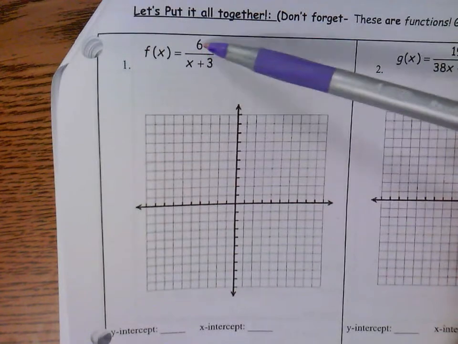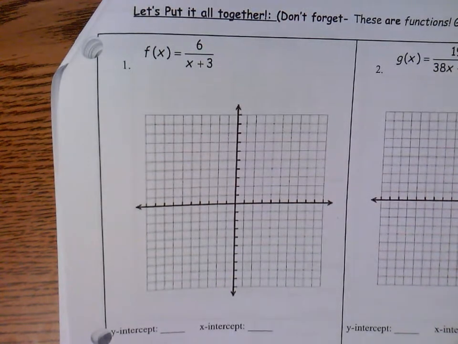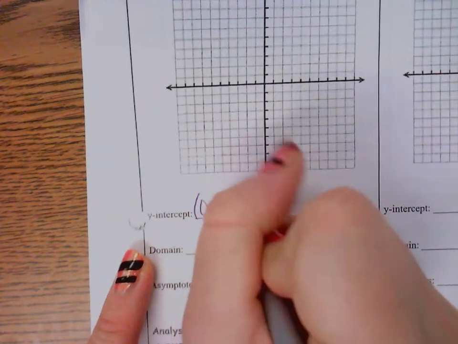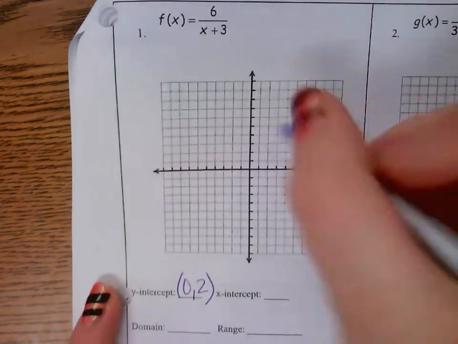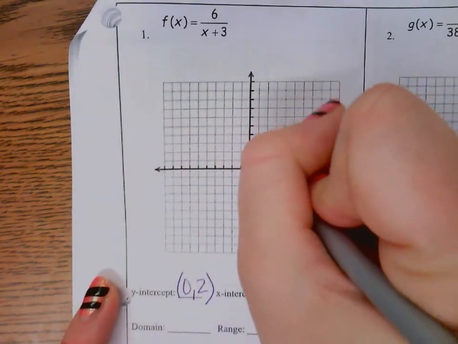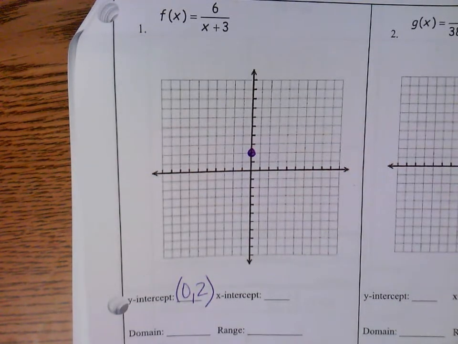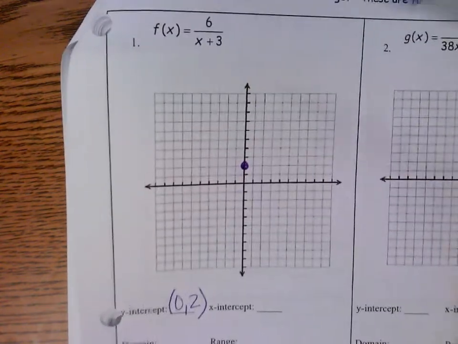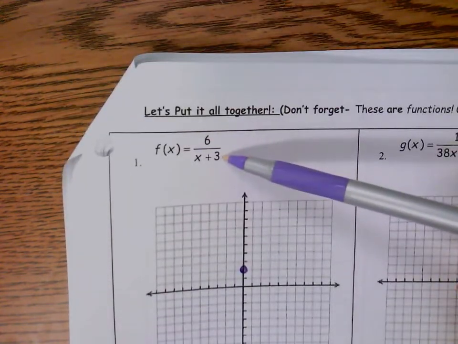I get 6 divided by 3, right, which is 2. So my y-intercept is going to be at 0, 2. And I can go ahead and graph that right on the y-axis. I kind of graph it as I go. So your first step, right, on our note card says plug in 0 for x. So that's what I did. And I got 6 divided by 3 is 2.